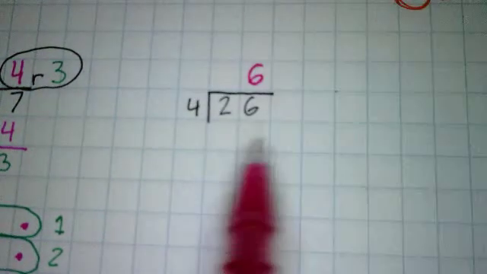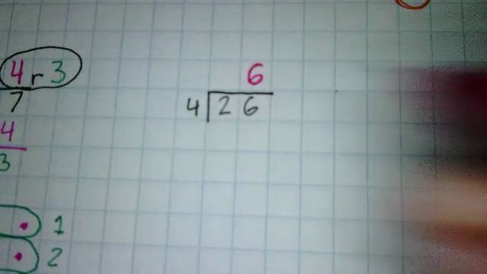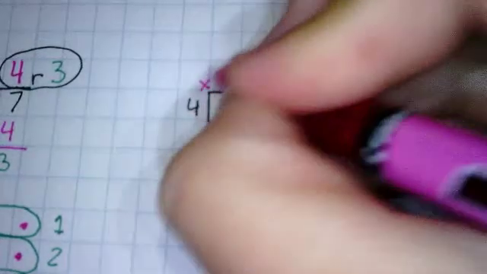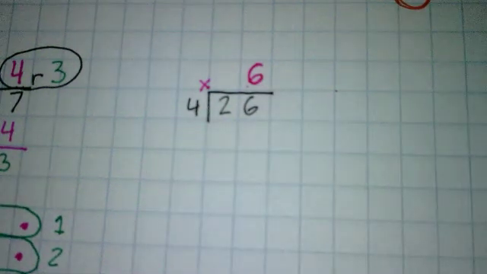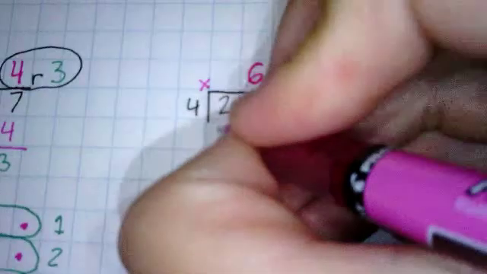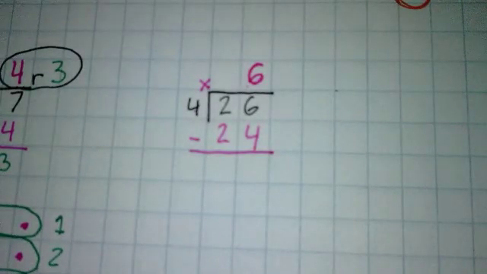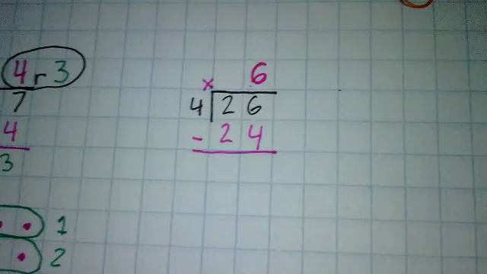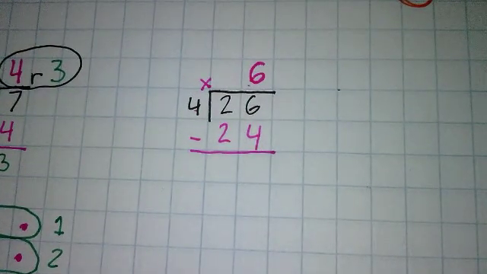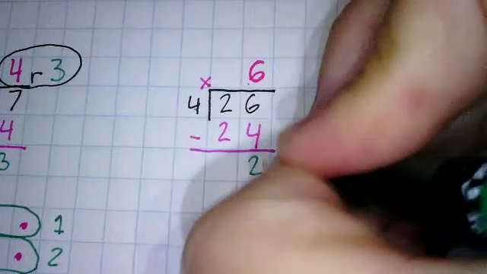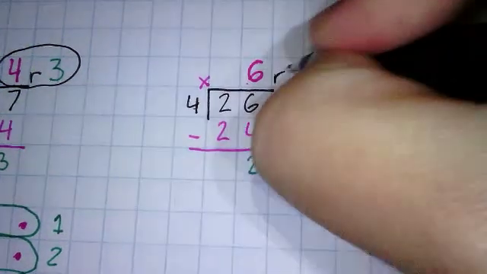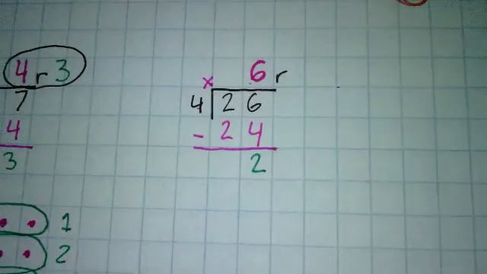Now remember, to figure out what number I write down here, I'm just going to multiply 4 times 6. What is 4 times 6? Henry? 4 times 6 is 24. He says 24, and that is correct. And then I'm going to subtract to see if I have a remainder or not. Now, you probably can tell just by looking, am I going to have a remainder? Yes, I am, because what is 26 minus 24? 2. That 2 becomes my remainder.